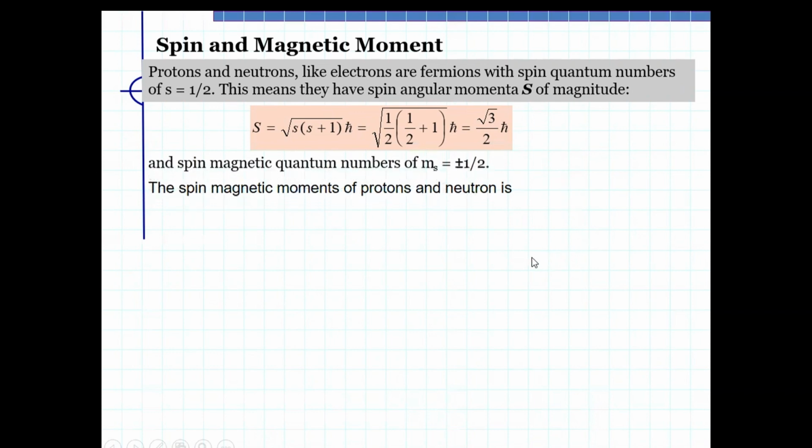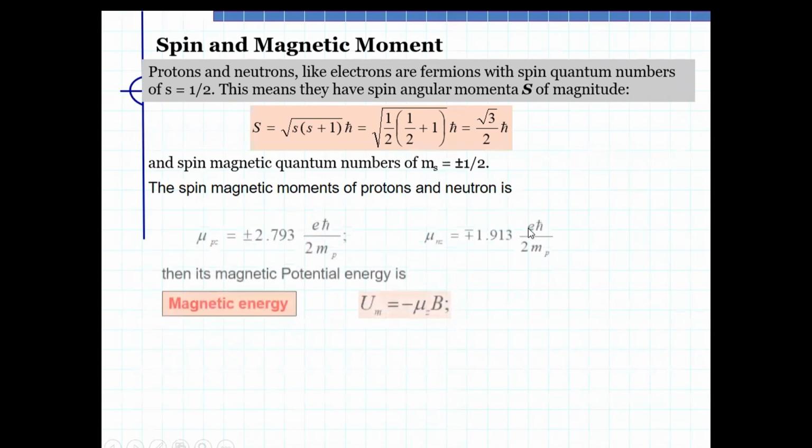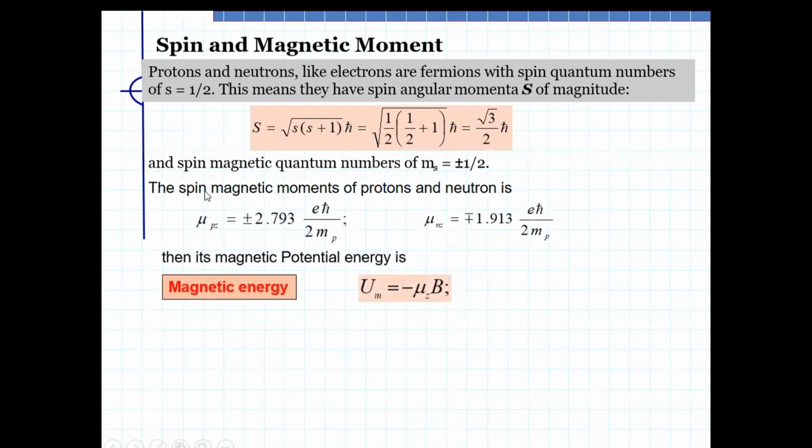So the spin magnetic quantum number is plus or minus half. Then the spin magnetic moment for the proton and the neutron is given by e h cut divided by 2 mp, and the multiplier is different for the proton and for the neutron.